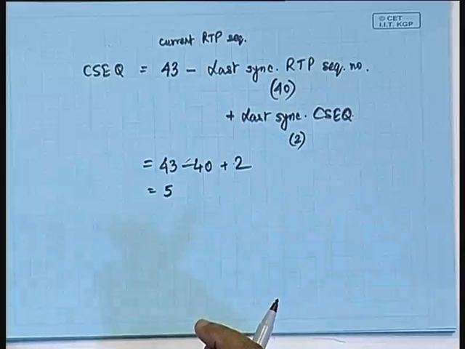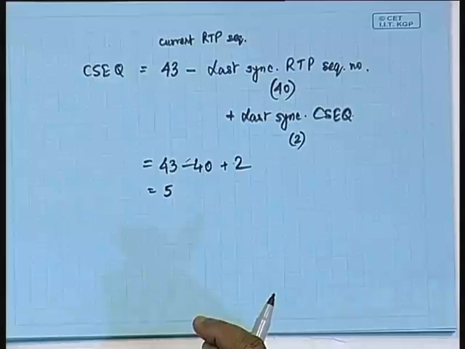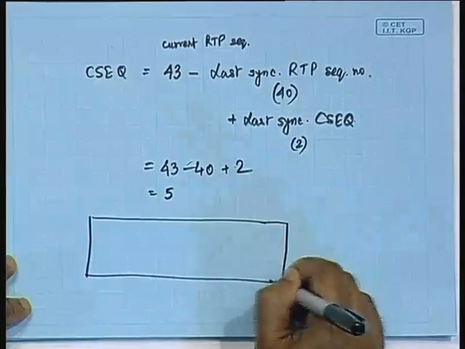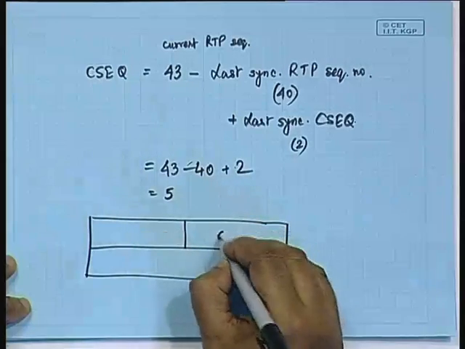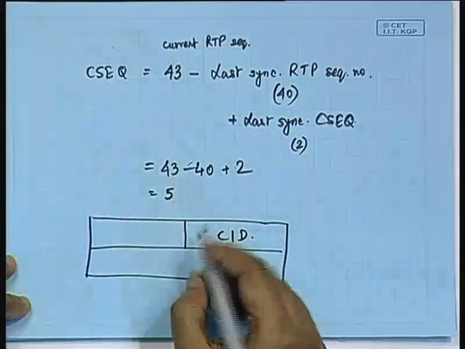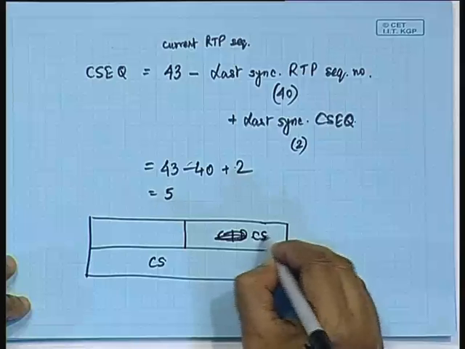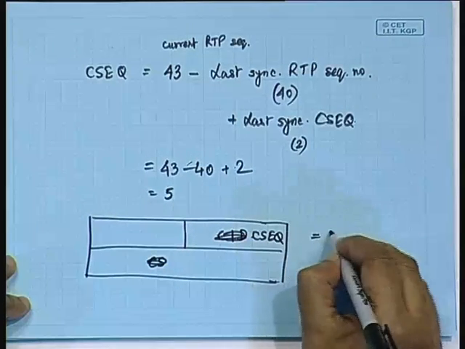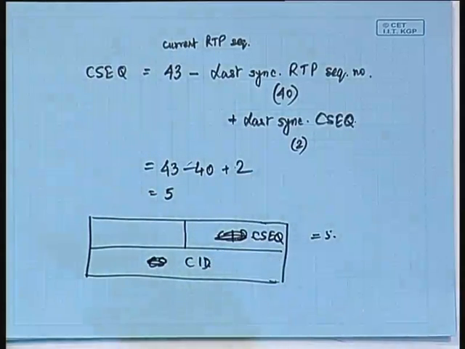So, now in the header information, what it gives is this value of 5. Now in the header, it can afford to give a 2 byte header. In the 2 byte header, 4 bits will contain the CID, which in this case is 10, and the C sequence value is 4 bits. The C sequence value is equal to 5 in this case, and then the CID.